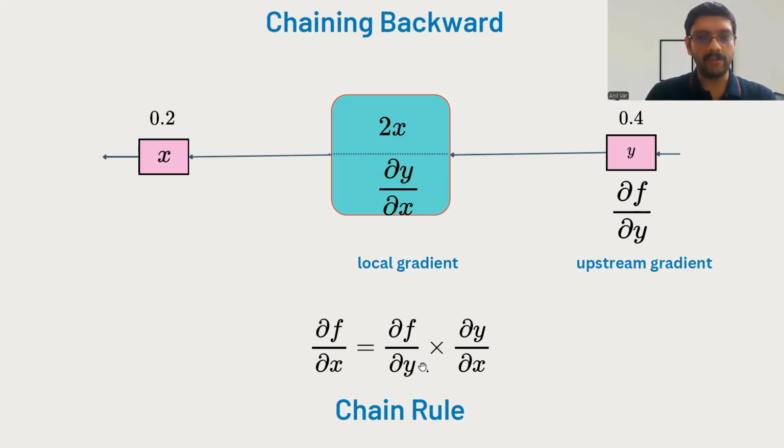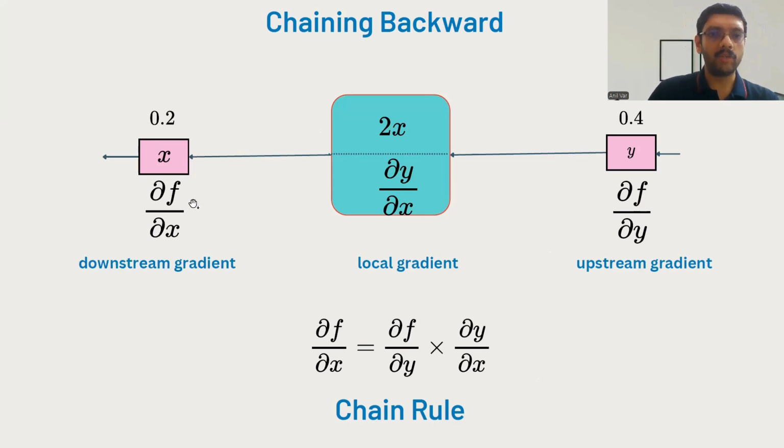So ∂f/∂x is ∂f/∂y times ∂y/∂x. And then what we can do once we compute that, given this is a node in the middle of this graph, is push this further down. What we get then is what we call the downstream gradient. So ∂f/∂x is the downstream gradient. It's the gradient of the objective, or the output of this graph, with respect to the variable x here. And this can now be passed further down, right? So that the next node can now use this to compute its sensitivity.